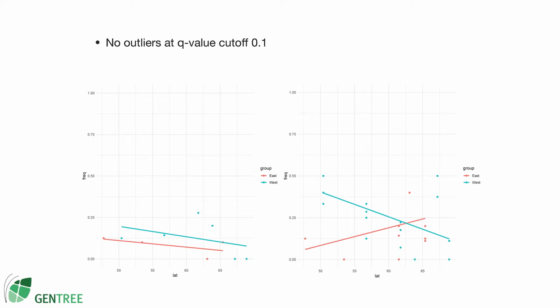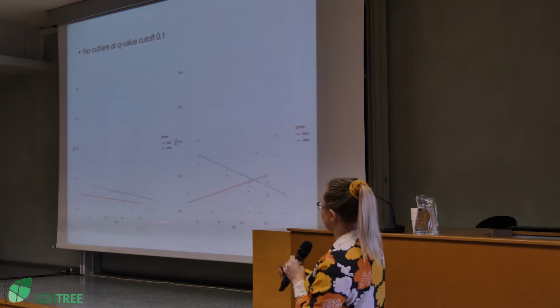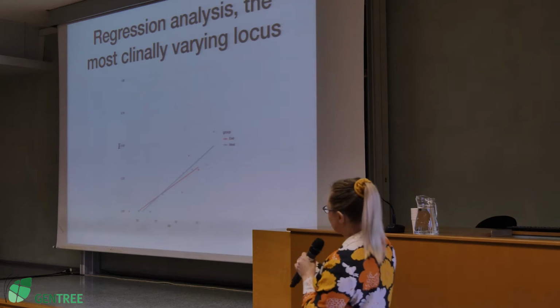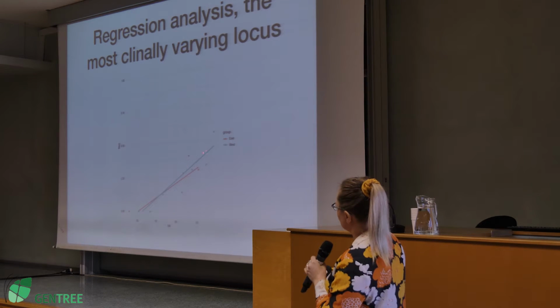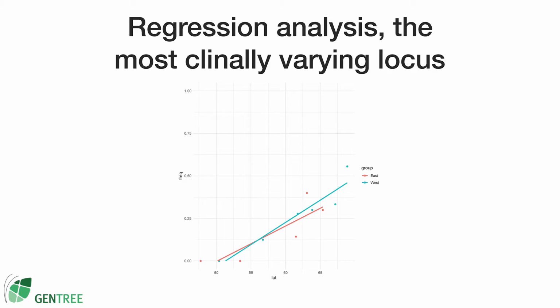And to cut a long story short, we don't find any outliers at a false discovery rate of 10%. So most of the loci look like this. And our most extreme locus looks like this, where we go from 0 to 0.5 frequency, but considering that we are looking at 80,000 loci, this could be just a result of chance.